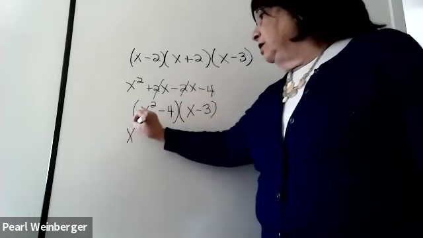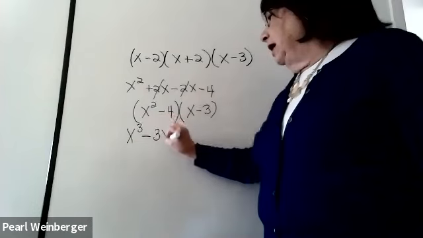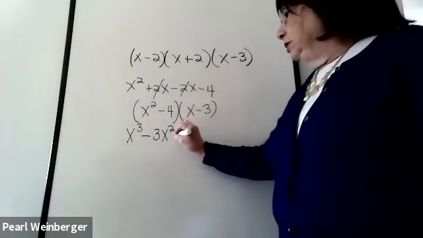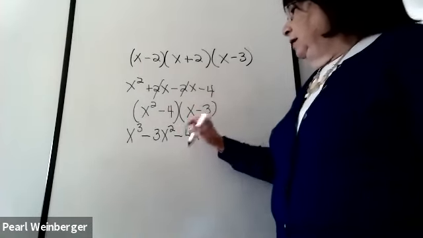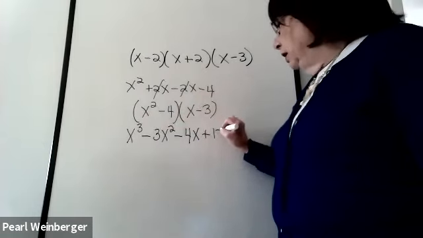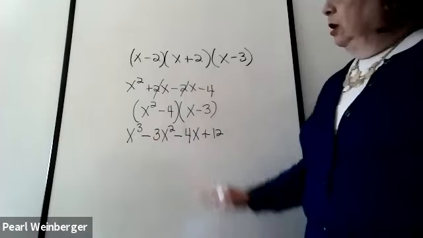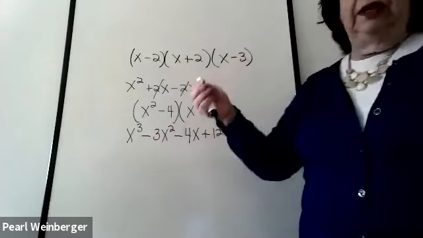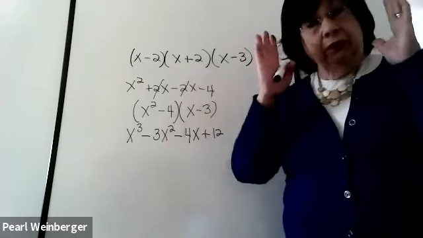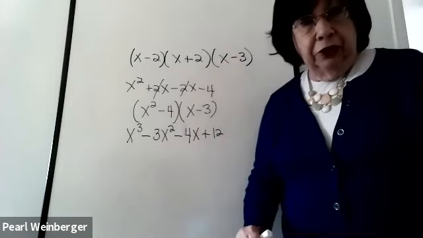That's my first term. Then I have outer x squared times -3, which is -3x squared. Inner is -4 times x, which is -4x. And last is -4 times -3, which is +12. And I look here and there are no like terms, so this is my answer. So I can multiply 3 polynomials together by doing first the first 2, getting the answer, and then multiplying it by the 3rd.